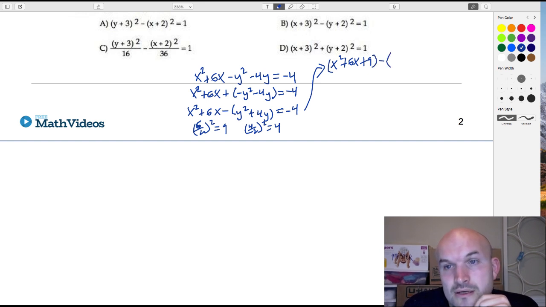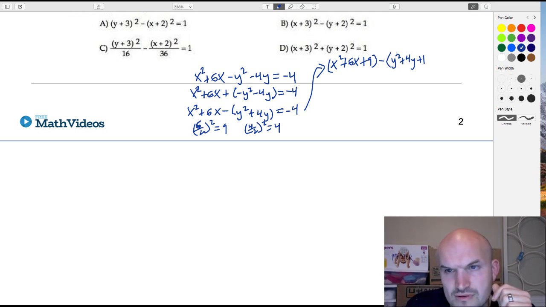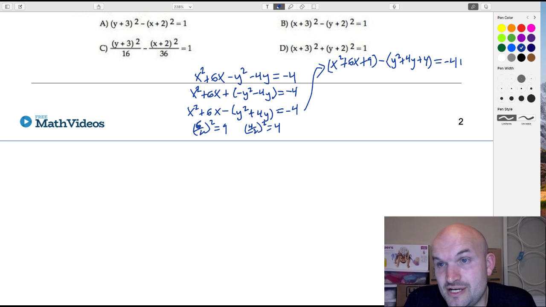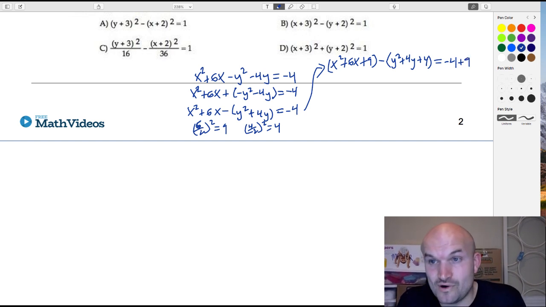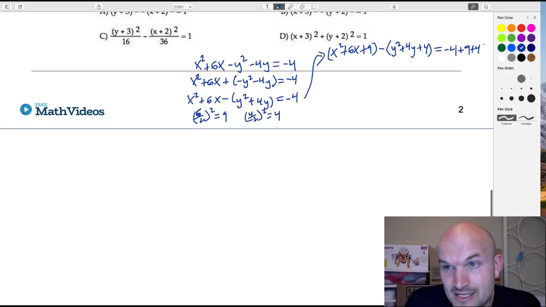minus y squared plus 4y plus 4 equals... now what did we add here? We added a 9, so that means I need to add a 9 over here. And then here I added a 4, so I need to add a 4 over here, but don't forget, you didn't really add a 4, you added 4 that was multiplied by a negative 1.